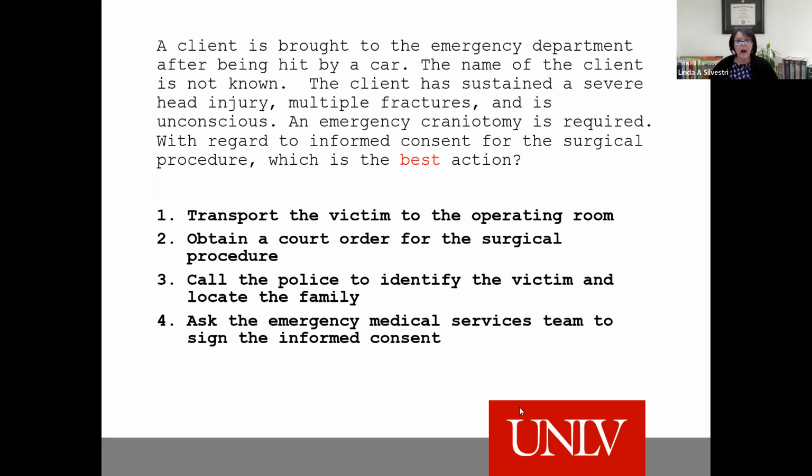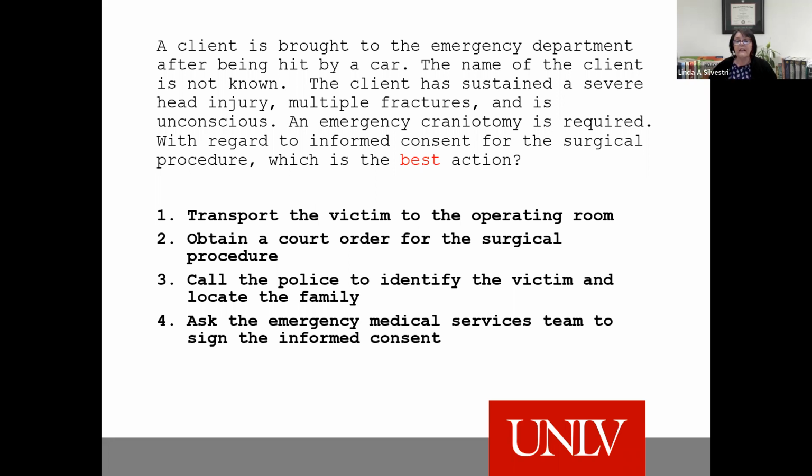Okay, great job. The answer here is option 1. We would transport the victim to the operating room. And let's just take a quick look at this. No one selected option 2 or option 3. So that is excellent. We know that obtaining a court order, which sometimes does have to be done in some situations, you note here in the question, an emergency craniotomy is required. So if it's an emergency, you would transport the victim to the operating room or wherever, and do the procedure or the surgical procedure or whatever procedure it might be.